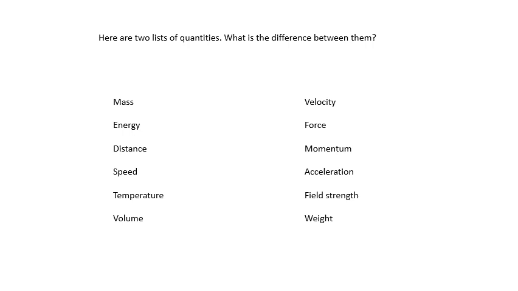So, look at these two lists of quantities. What is the difference between them? Well, mass, energy, distance, speed, temperature, volume, they are all examples of scalar quantities. Velocity, force, momentum, acceleration, field strength, weight, they are vectors. So the first list are scalars, the second list are vectors. What's the difference between them? And the answer is that vectors have something that scalars don't have.